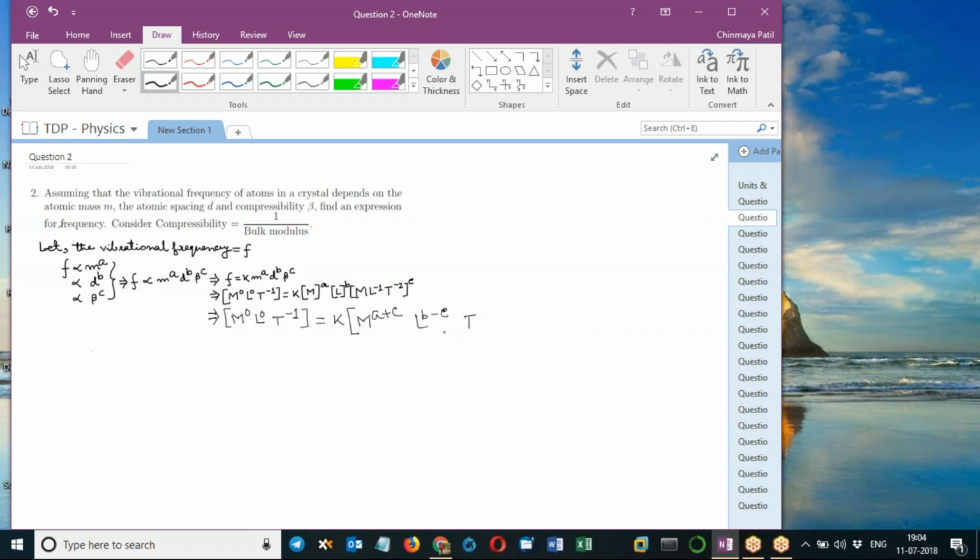Okay, just a minute. So what I'm saying is that, let me explain a little bit from the beginning. So we found that bulk modulus is here. Just a minute.